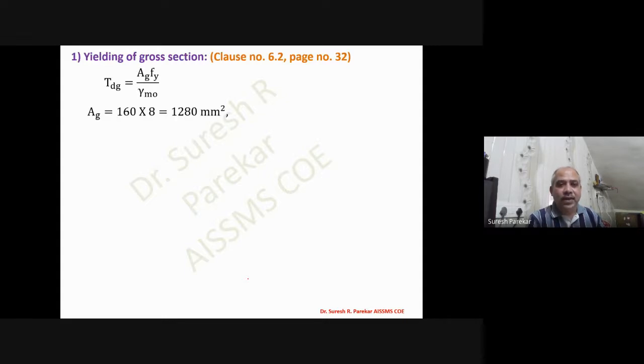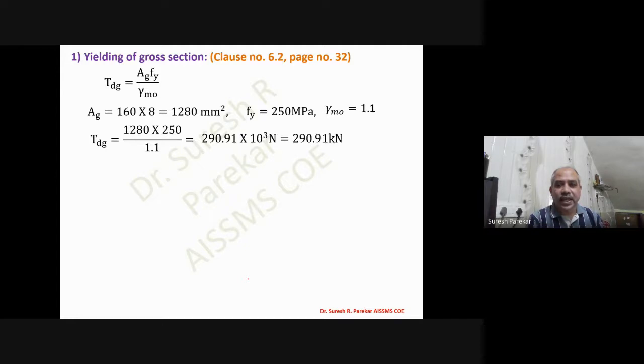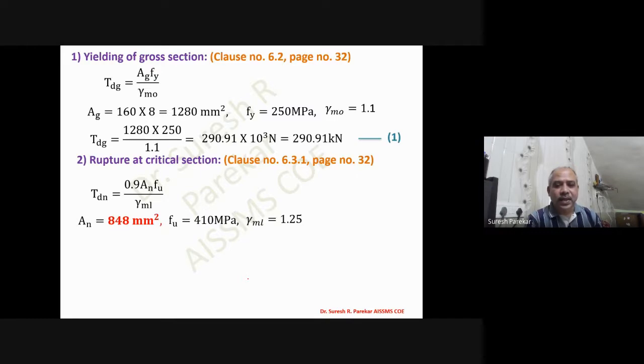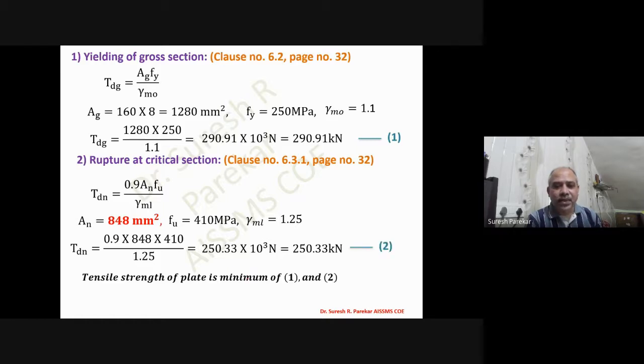So now first we have Tdg, and from knowing all these values, we will get Tdg as 290.91 kilonewton, which will be the first one. Now rupture at critical section, this will be An value 848 mm square, and substituting these values, we are going to get Tdn 250.33 kilonewtons, and minimum of the two, we have the tensile strength of this plate, which will be 250.33 kilonewtons. So in this way, we can solve the problems related to plates.